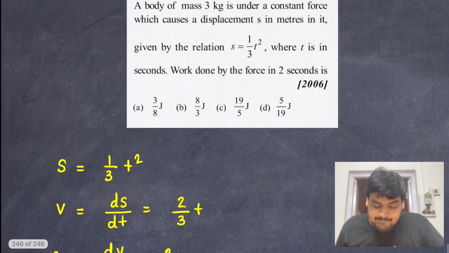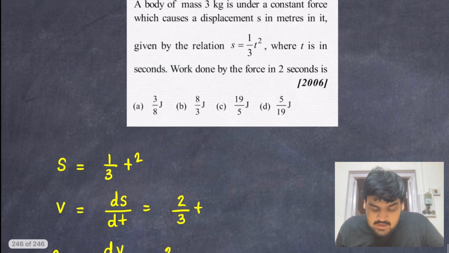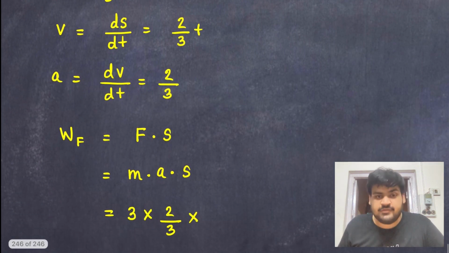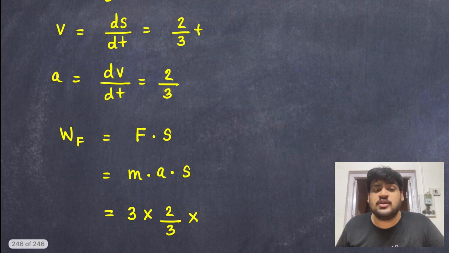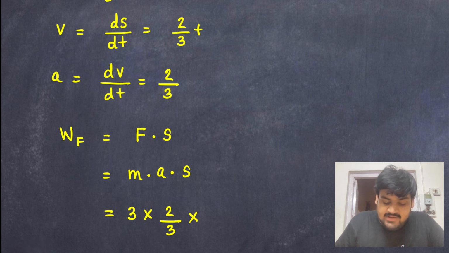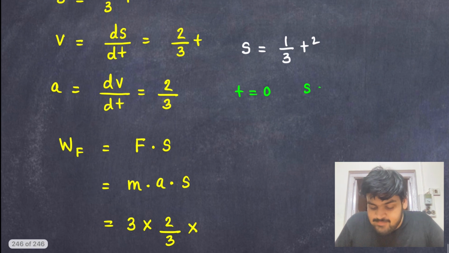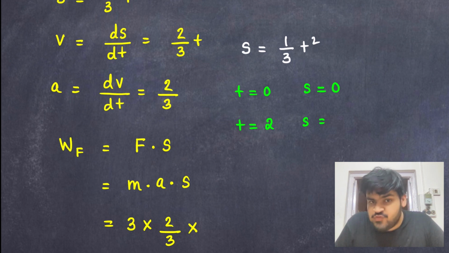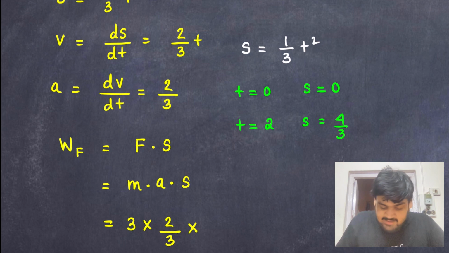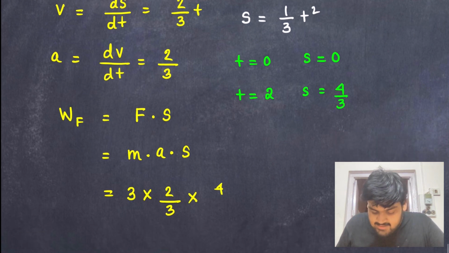Now over here we need to find the work done in 2 seconds, right? So that means we have to find the displacement in 2 seconds. So over here the displacement is given as 1 by 3 t square, right? So see, at t equal to 0 our displacement was 0, right? And at t equal to 2 seconds our displacement is what? 1 by 3 into 2 square, right? So that means 4 by 3. So the displacement will be 4 by 3.